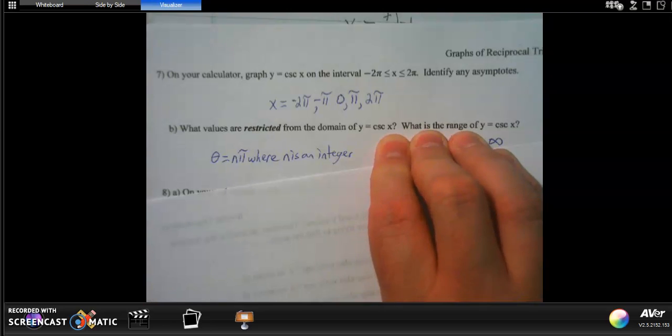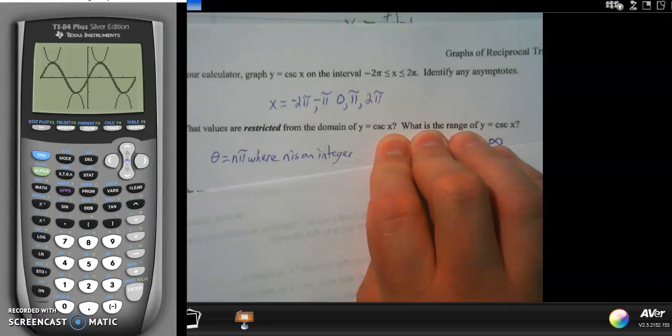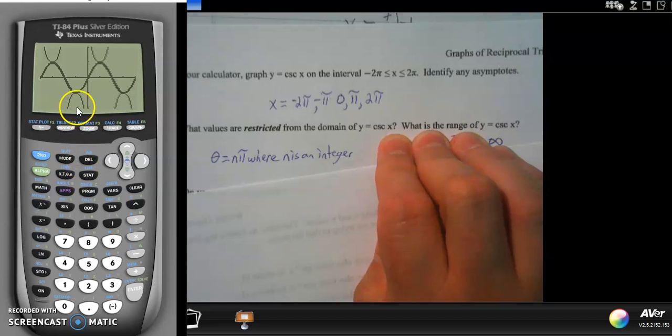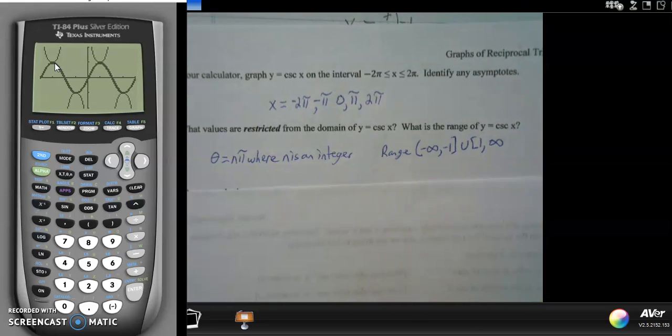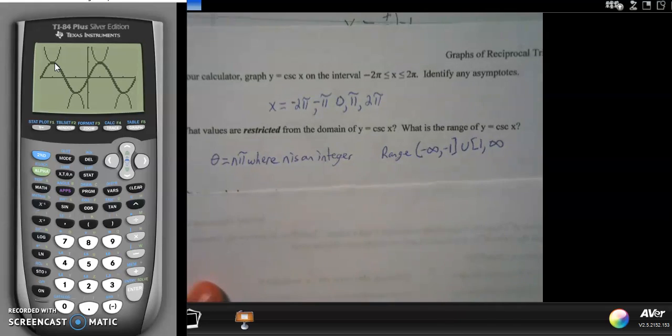And then what is the range of the cosecant of theta? Well, going back to the calculator, the cosecant, remember, was the thinner graph. The highest, so it comes up and reaches a little local maximum right here. So it stops there at negative 1, and then it starts again at positive 1. So negative infinity to negative 1, and then union 1 to infinity.